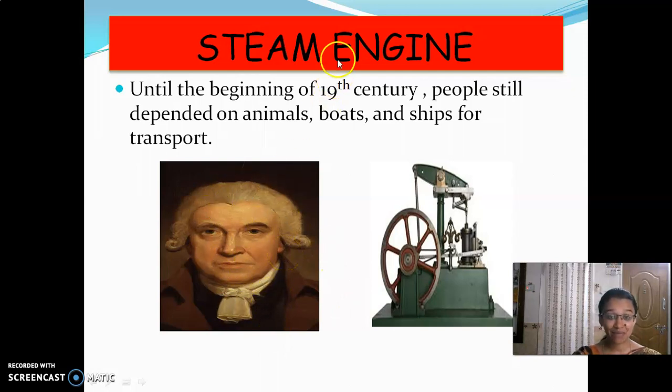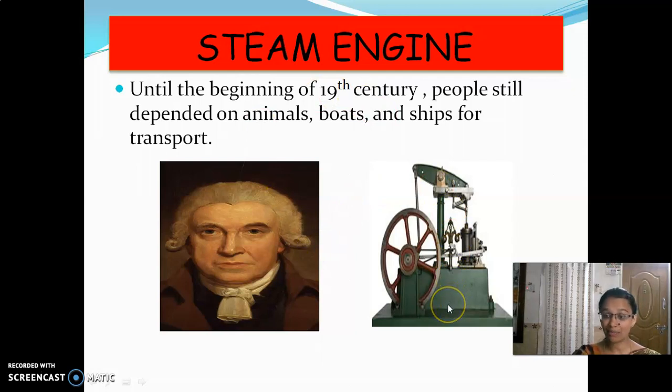Yes, the steam engine was invented by James Watt. Before the 19th century, people were dependent on animals, boats and ships for their transport. After the 19th century, what was invented? Steam engine. I told you about the working of the steam engine also.